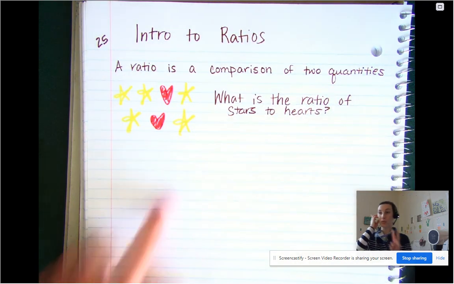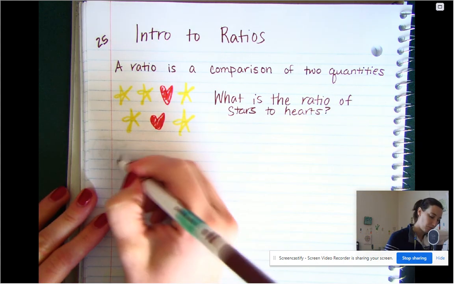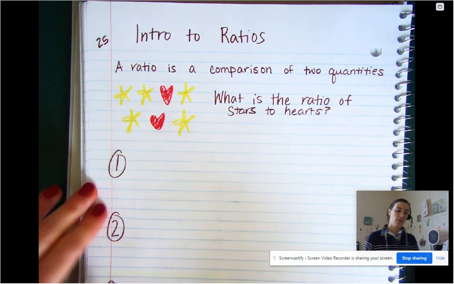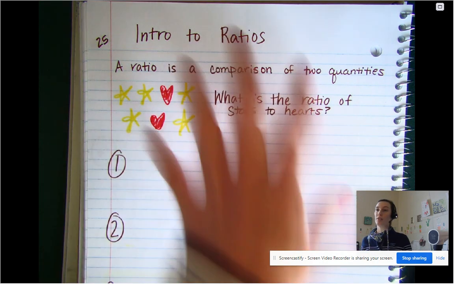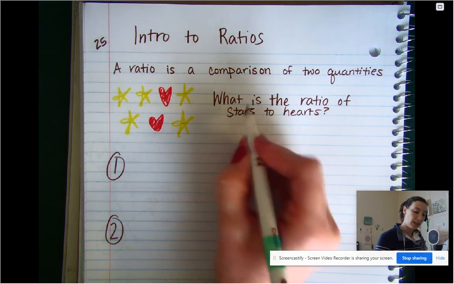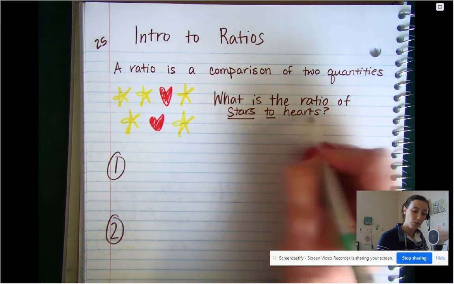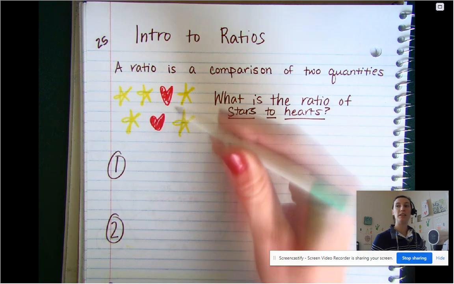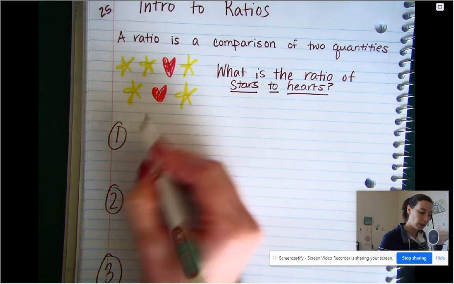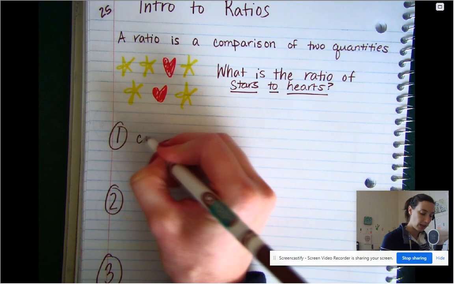And there are 3 ways to write ratios. 1, 2, 3. And in all of these, it's important to pay attention to the order of what they asked you for. So in this case, it's stars to hearts. So in all of these, we need to make sure that the number of stars comes first. So the first way to write a ratio is to use a colon.